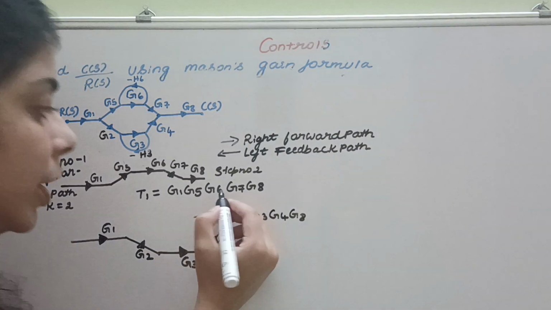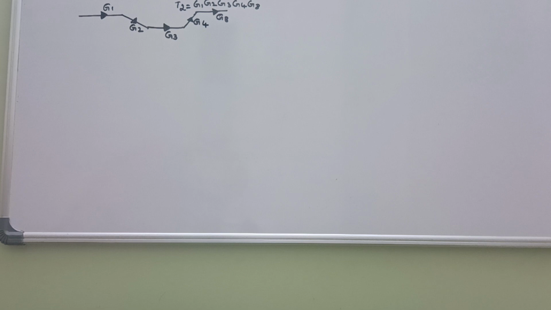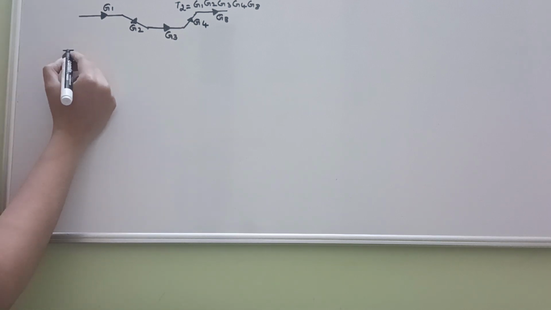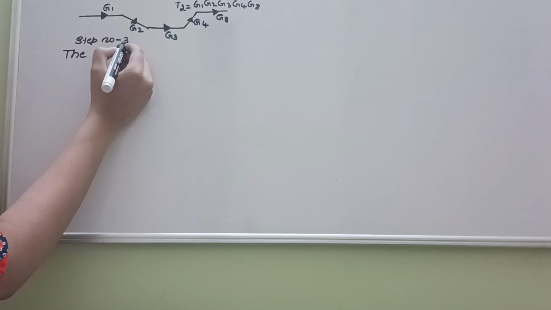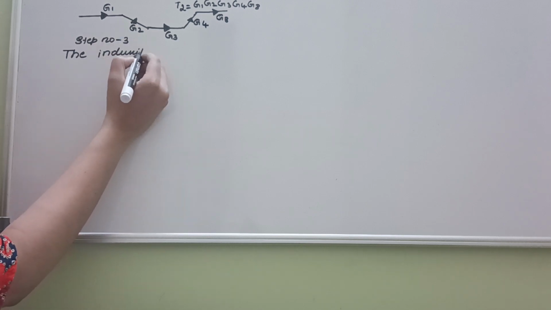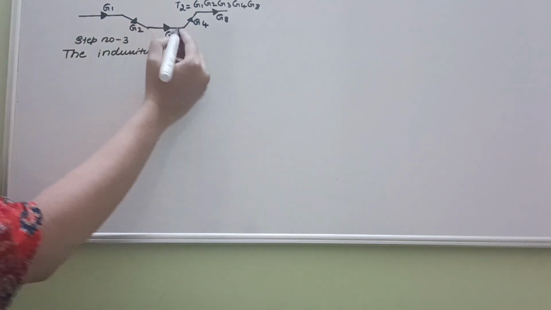Now, let me come to the next step. So what does my next step say? My next step is step number 3, which is that I need to find my individual loops, right? Just a minute, I'll make an arrangement first and let me start, fine? Yes, so we'll write the individual loops, right? Now let me write them. There are only 2 individual loops, right? Can you see? It's nothing but the individual feedback loops. I'm so sorry. Is it clear? Yes, it's 101% clear for you all. Okay. Individual feedback loop.